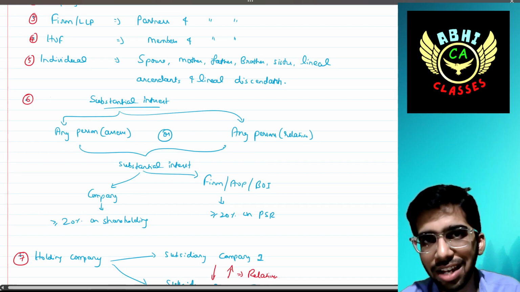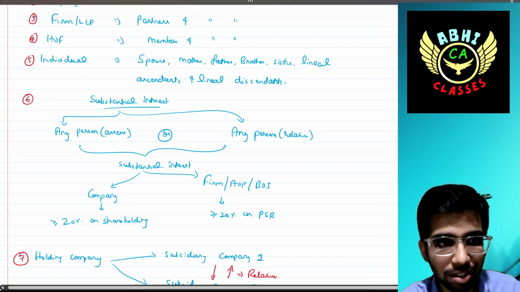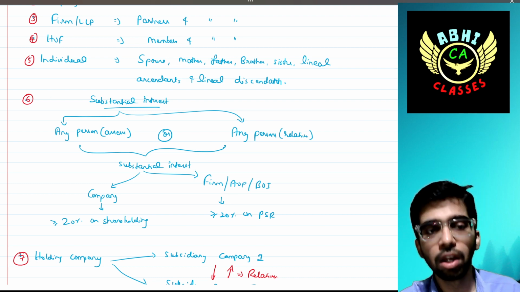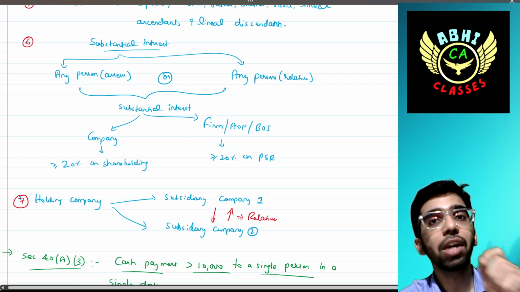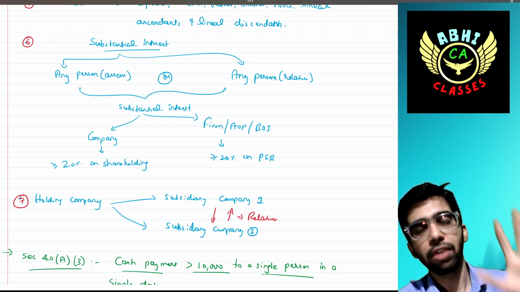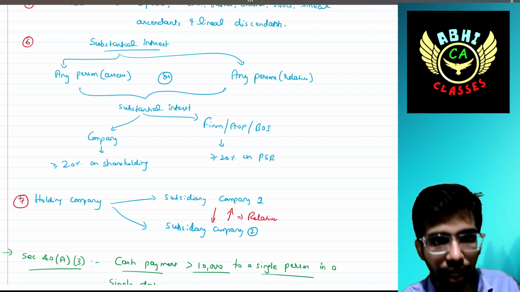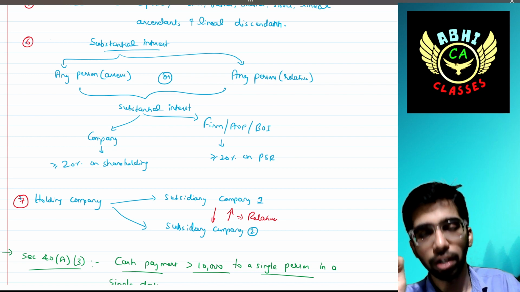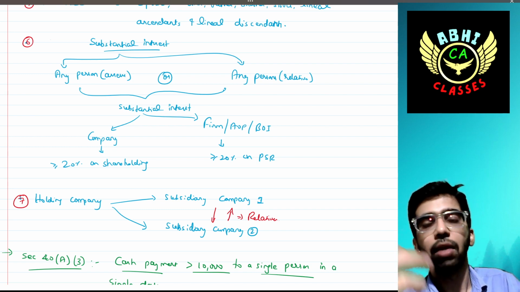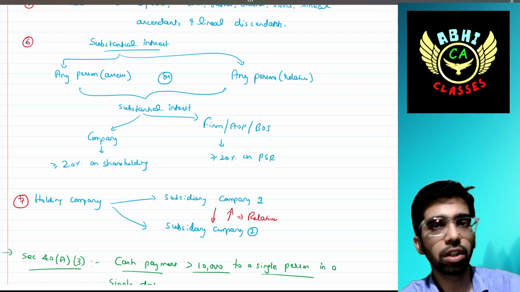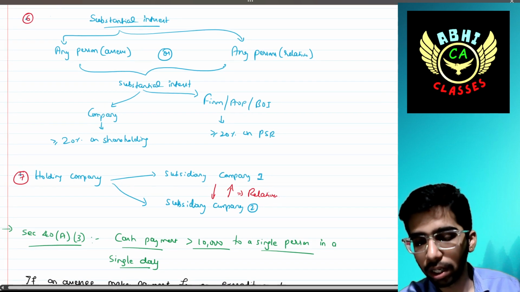In case of substantial interest, if any person, that means in case of SSC or any persons, or their relatives, are holding substantial interest, in case of a company, it is stated that if any person is holding 20% or more of the shareholding, then they are considered to be having substantial interest over the company. In case of a firm, AOP, BOI, if they are holding 20% or more in profit sharing ratio, PSR meaning profit sharing ratio, then they would be considered as holding substantial interest over the firm, the AOP or BOI.